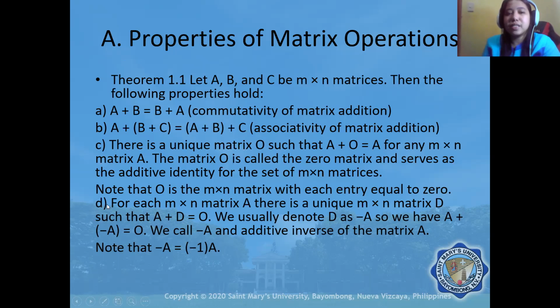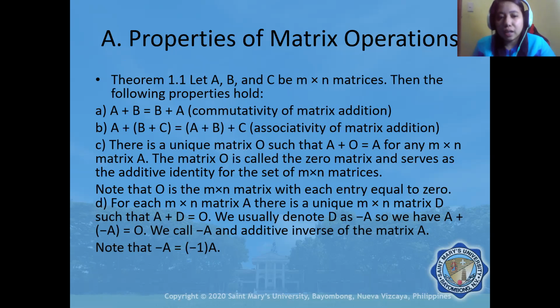Okay. For letter C, there is a unique matrix 0 such that A plus 0 is equal to A for any M times N matrix A. The matrix 0 is called the zero matrix, and it serves as the additive identity for the set of M times N matrices. We know very well that with an additive identity, the result must be itself. So the matrix you add to get the same matrix is the zero matrix.